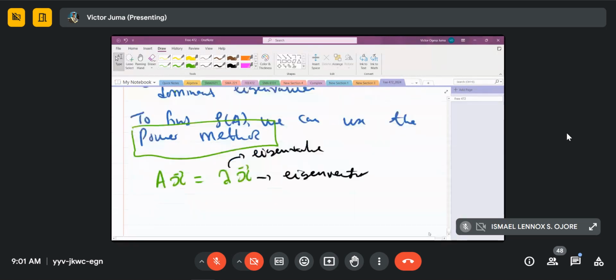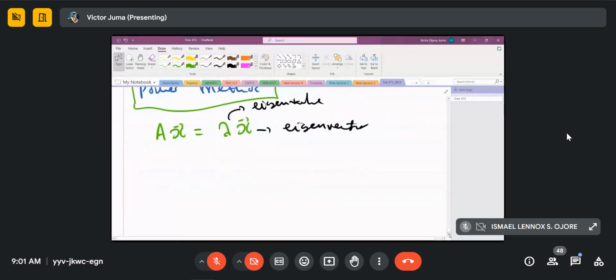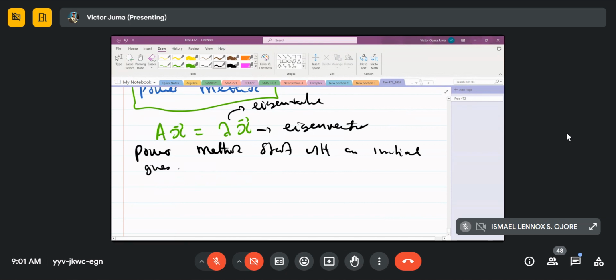And so the power method starts with an initial guess. Say x0.